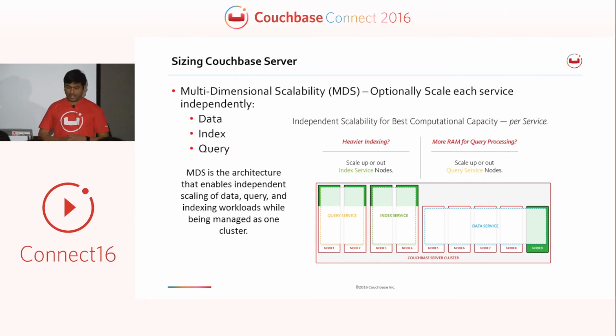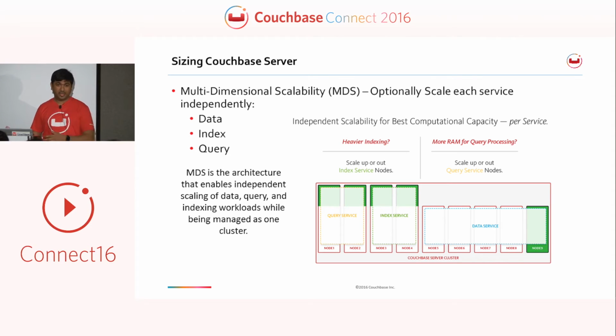So, sizing a Couchbase cluster. Couchbase introduced 4.x last year, which brought a new feature called multi-dimensional scaling, which allows you to scale different services independently. That means I can have different sets of nodes taking care of different purposes. Until 3.x, we had the data service across nodes with the same hardware configuration, but in multi-dimensional scaling, you can have different sets of hardware configurations.